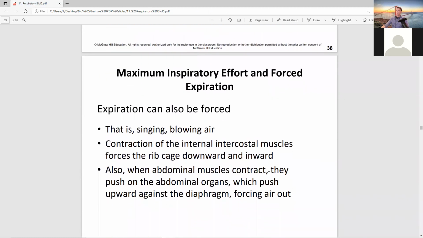Expiration can also be forced, like singing or blowing air. This is due to contraction of the internal intercostal muscles, which forces the rib cage downward and inward. Also, when the abdominal muscles contract, they push on the abdominal organs, which push upward against the diaphragm, forcing air out.